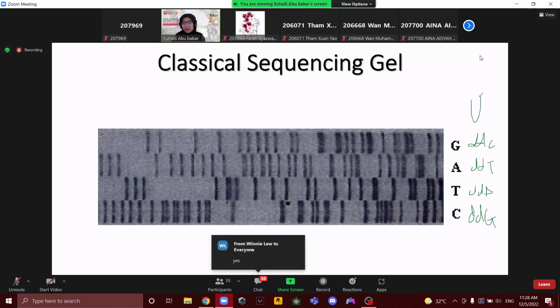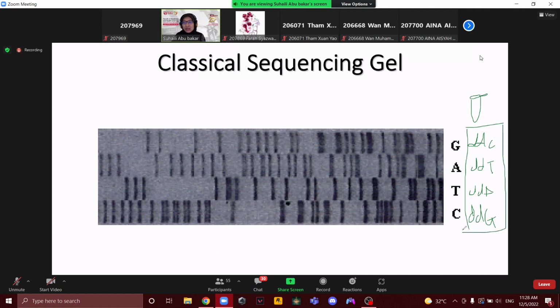Inside the tube, to investigate G, you have to put ddC, correct? Correct or not? Because C is complementary to G. So if you want to investigate A, you put ddT. Okay, right. So is it clear?